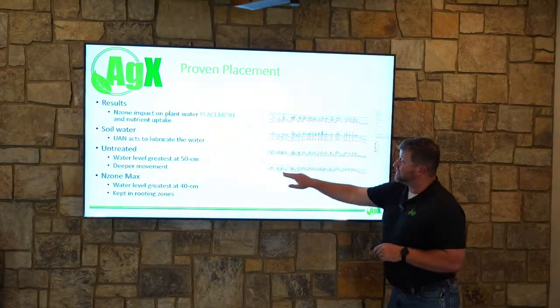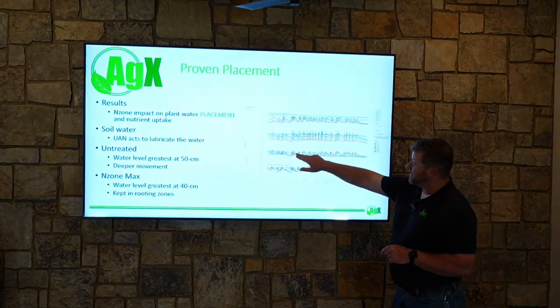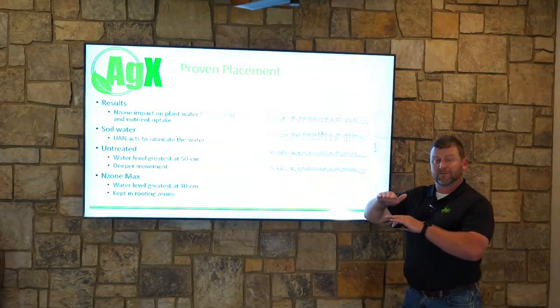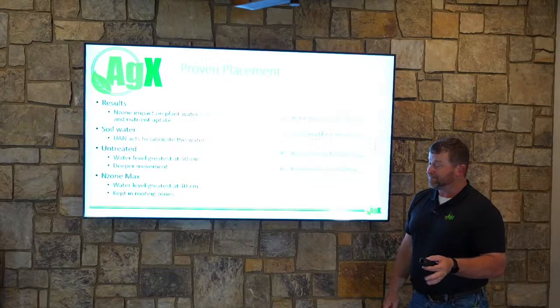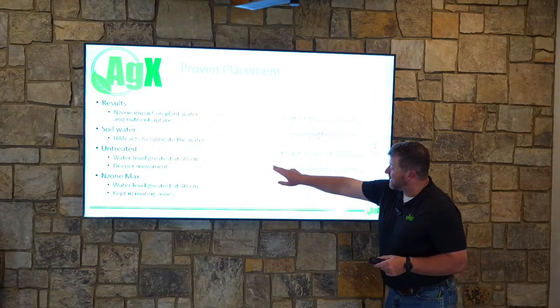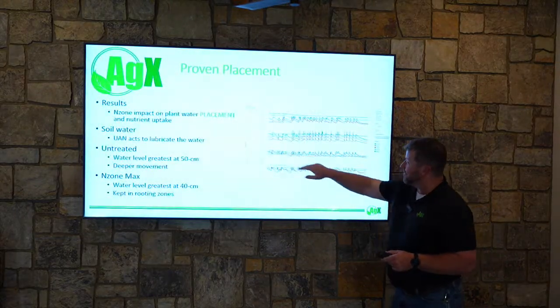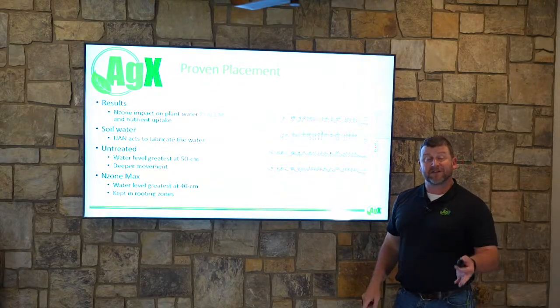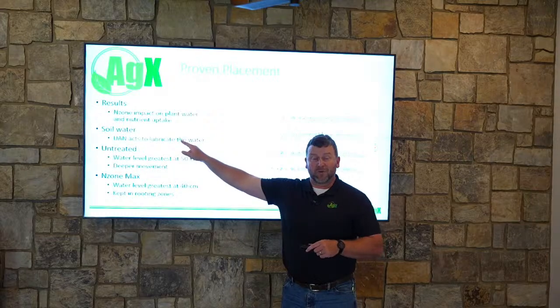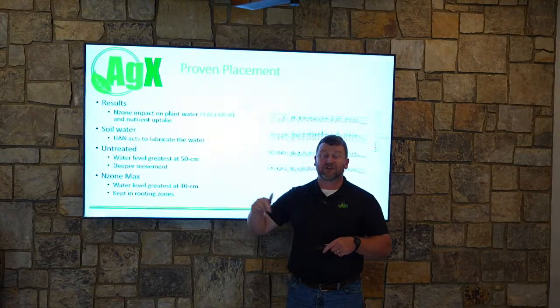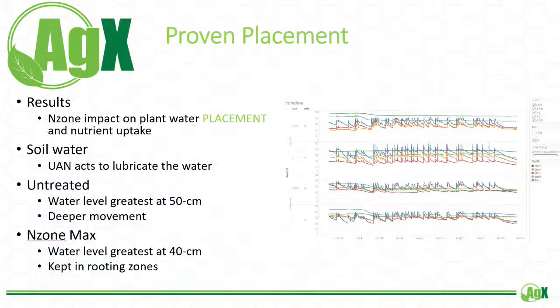When we looked at the end-zone max treated side, the spikes are much, much lower, which tells us we're moving water slower through the profile. But that wasn't the only thing that we saw. We also saw that the maximum soil moisture was at 40 centimeters instead of 50 centimeters. Why is that important? Because remember, UAN lubricates water. What does our XN technology say? It holds nitrogen in the rooting zone.